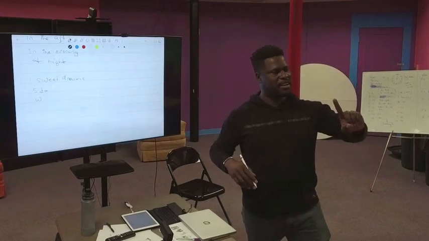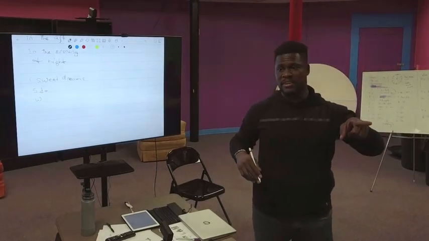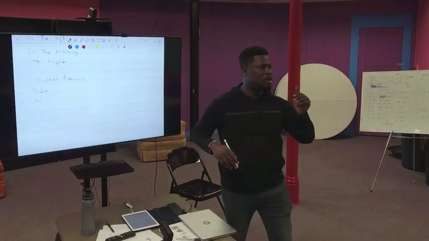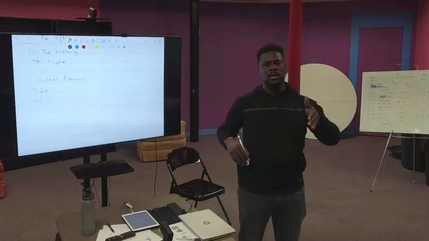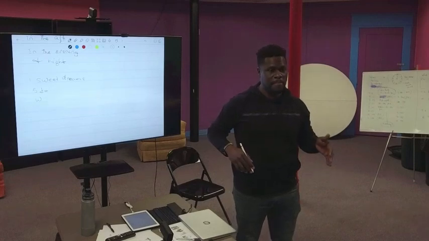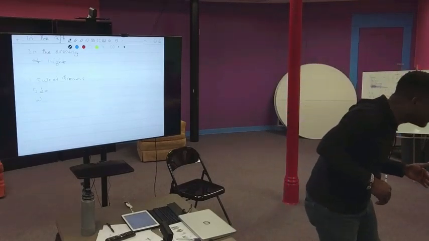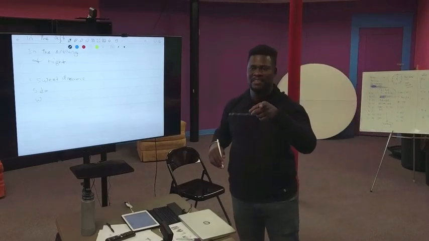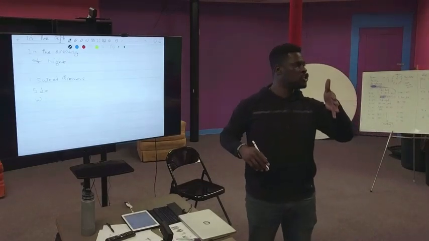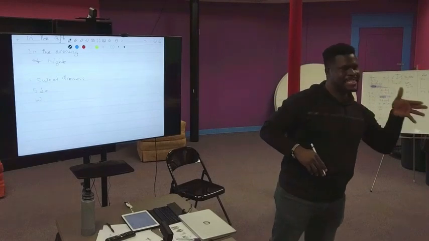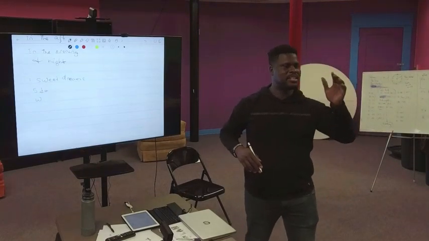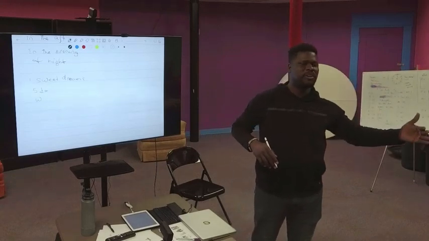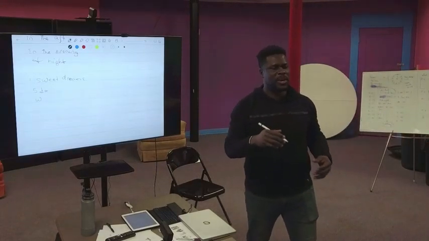Second month of the year, February. March. Third month, March. Fourth month, April. May. June. July. August. September. October. November. December. Okay, I'm posing a question.